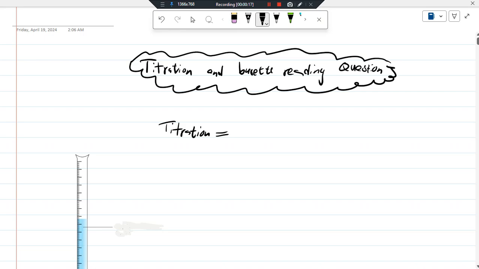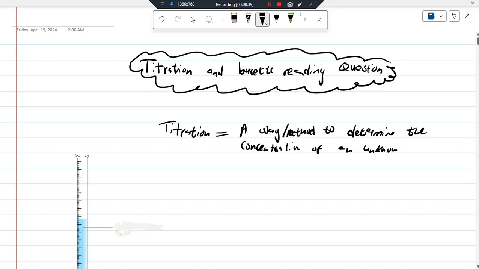So a titration, what? A way or a method to determine the concentration of an unknown substance. Yeah, so that's a titration.